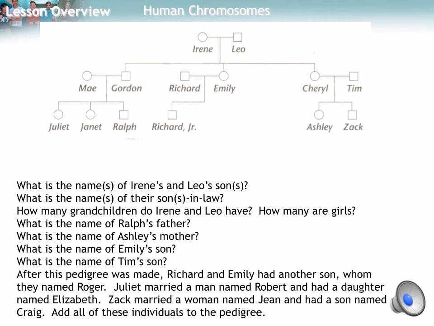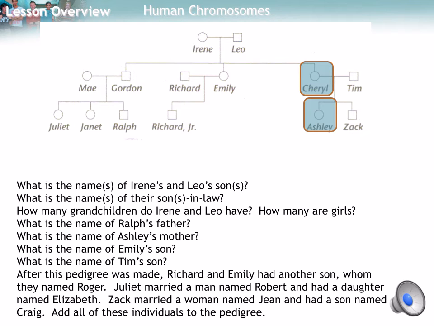So, who is Ralph's father? Well, in order to find that, we've got to find Ralph, and he's in the third generation. And if we move up the vertical line, going up and down, we see that Gordon is his father. The next question is, what is the name of Ashley's mother? So we find Ashley. Ashley's in the third generation. And if we go up the vertical line, we can see Cheryl is her mother.